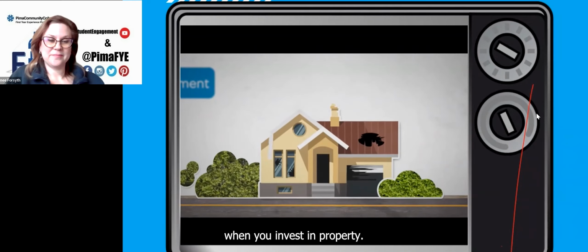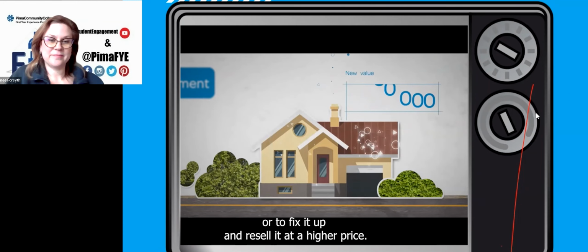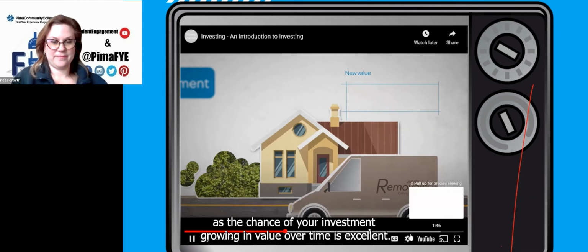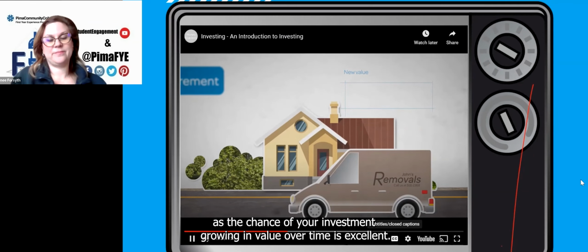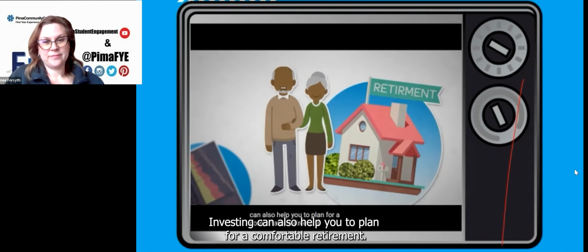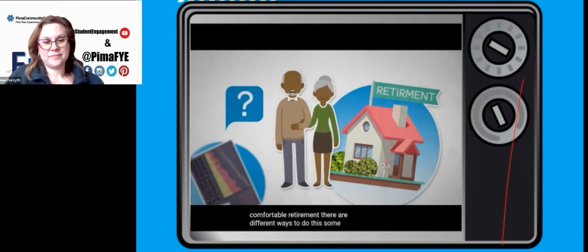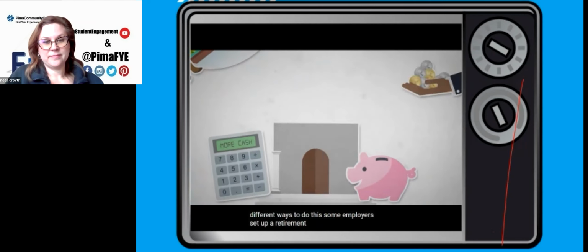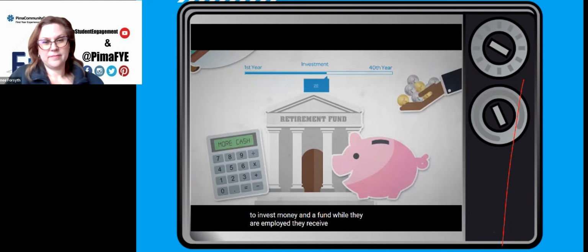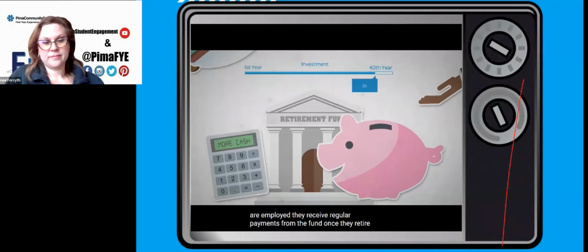When you invest in property, the plan is either to rent the space to tenants or to fix it up and resell it at a higher price. Investing in property is generally a good choice as the chance of your investment growing in value over time is excellent. Investing can also help you to plan for a comfortable retirement. There are different ways to do this. Some employers set up a retirement fund for their staff, who invest money in a fund while they're employed. They receive regular payments from the fund once they retire.